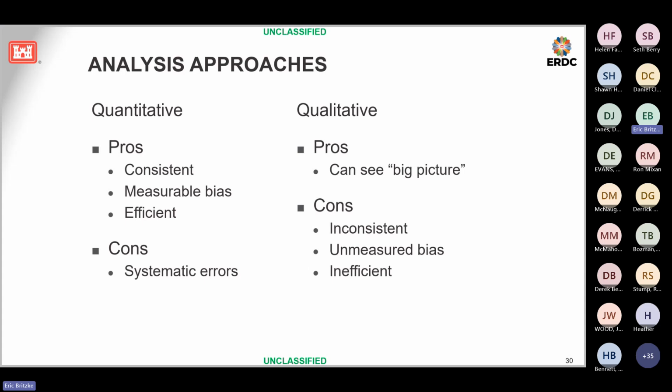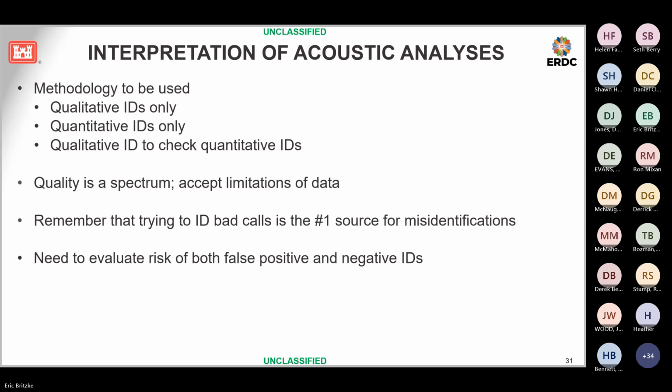So quantitative IDs are basically just the reverse. You have consistent, you have measurable bias. They're very efficient. The problem is if we have a call library that's lacking, or we may have some other systemic errors that are present in the program that always lead to a misclassification. And so we can't just take the classifications from the quantitative, the acoustic ID programs, and just take them and run, but we need to try and improve those. And that's the main point there.